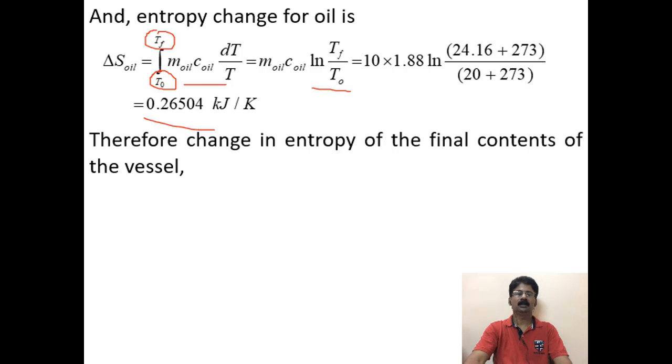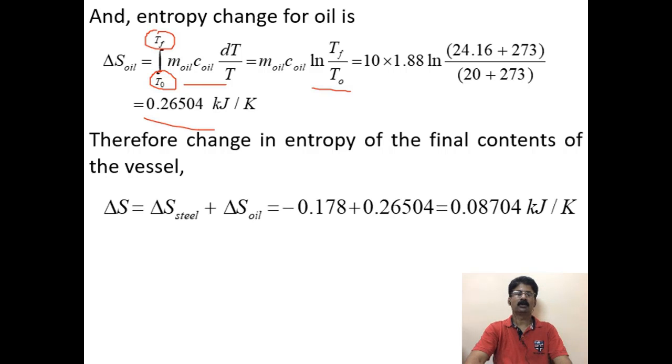Okay. Now you have to find out the entropy change of the final contents of the vessel. So you have to add delta S steel plus delta S oil, and surely you will get a positive answer. Okay, that is minus 0.178 plus 2.26504 is equal to 0.08704 kilojoules per Kelvin. Okay, so this is how you have to approach the numericals.